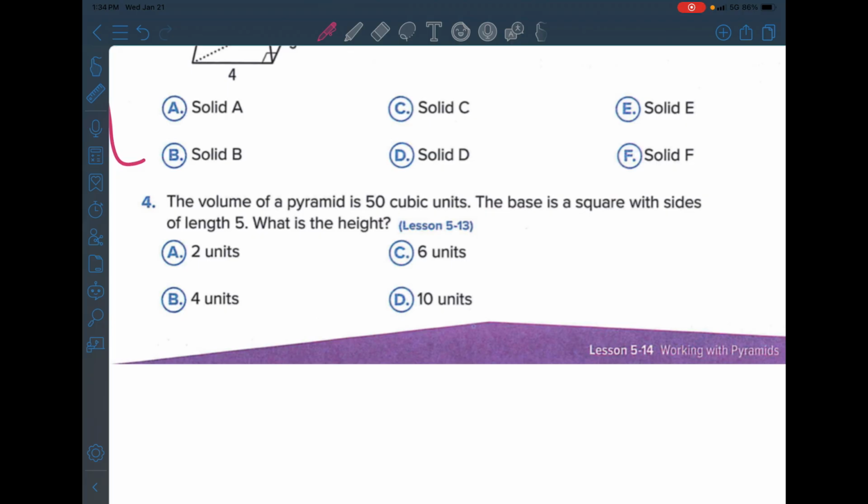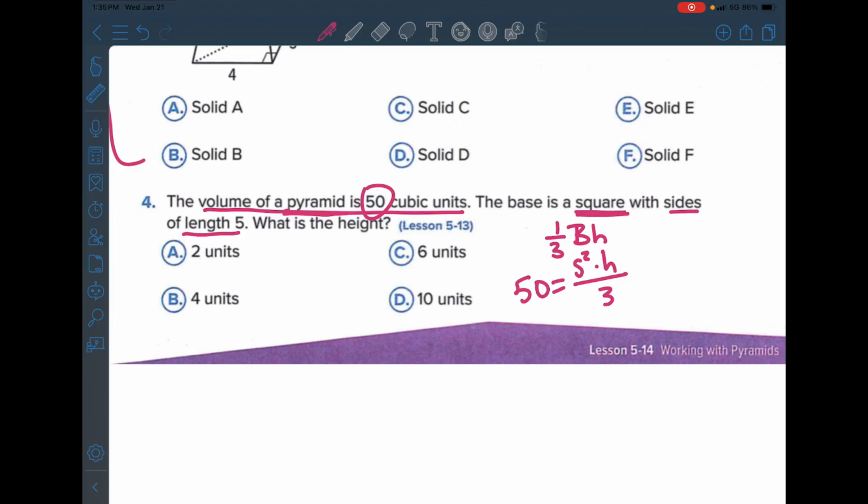The volume of a pyramid is 50 cubic units. This is the volume, and this is a pyramid. Okay, and it says the base is a square with the side lengths of 5. What is the height? So we know that it's 1/3 capital B times H. Our base is a square, so that's side squared times your height divided by 3. We have to solve it because here's our 50 there. We have to solve it for H now.